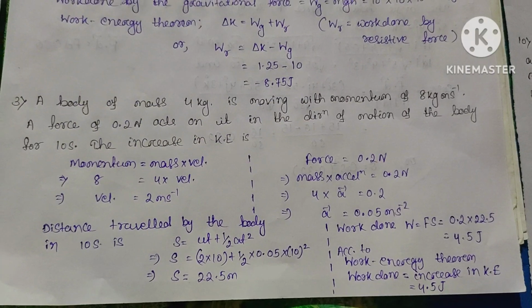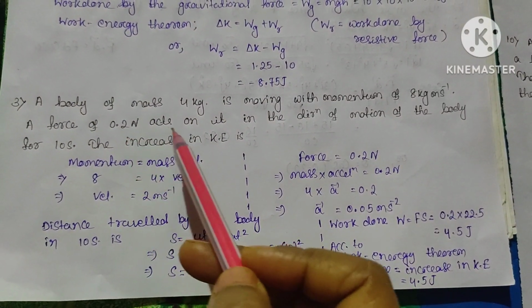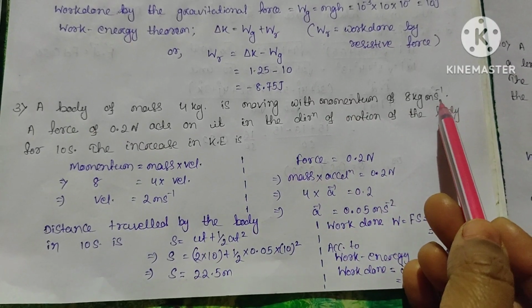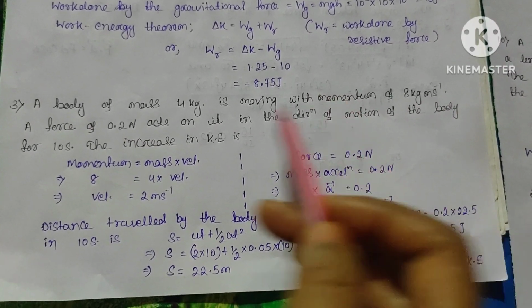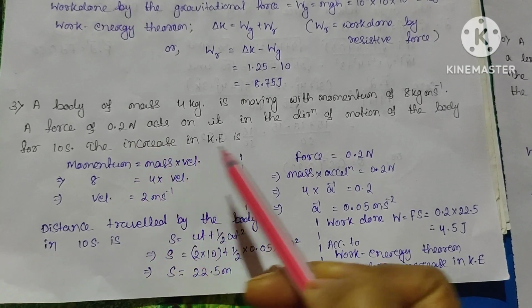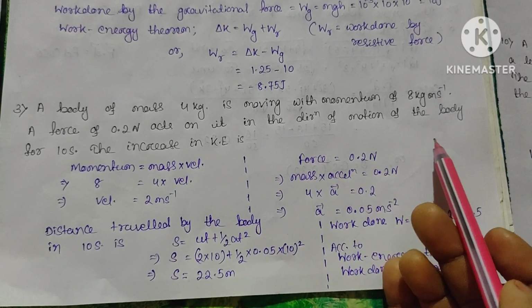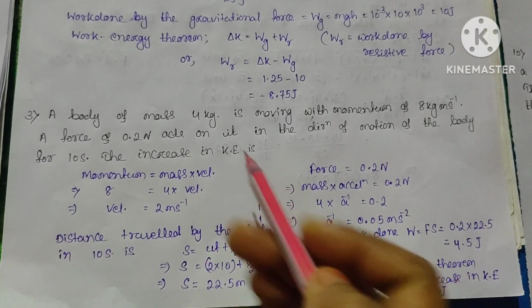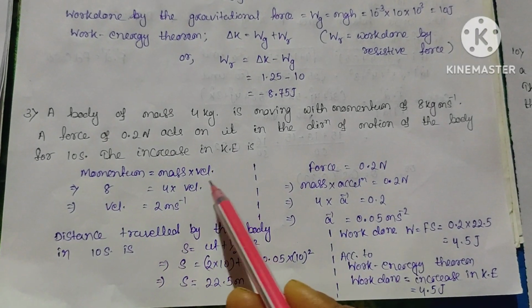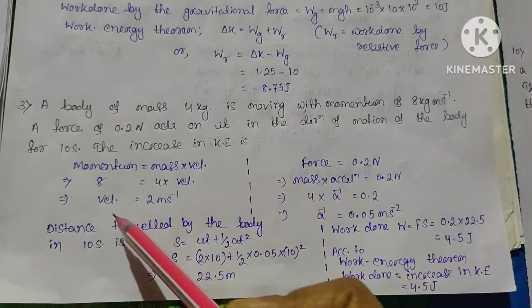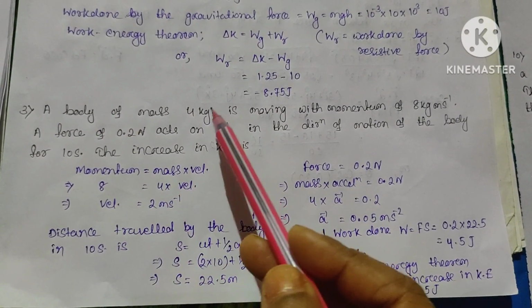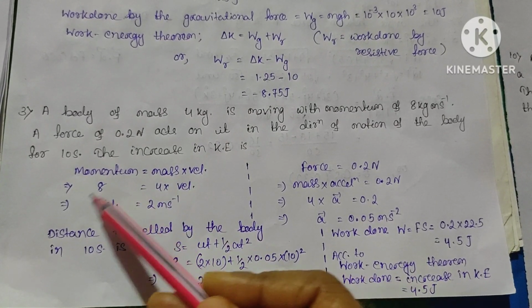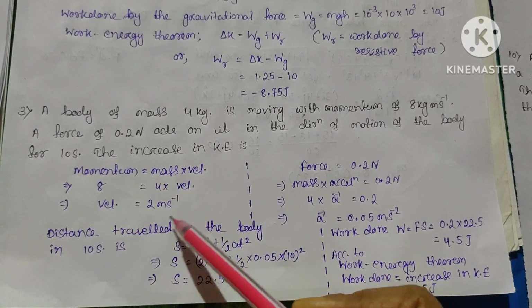Okay. Then the next question is, a body of mass 4 kg is moving with momentum of 8 kg meter per second. A force of 0.2 Newton acts on it in the direction of motion of the body for 10 seconds. So the increase in kinetic energy is, as we know, momentum is mass into velocity. Momentum is given as 8 kg meter per second and mass is 4 kg. So from this we can calculate velocity equal to 8 by 4, that is 2 meter per second.